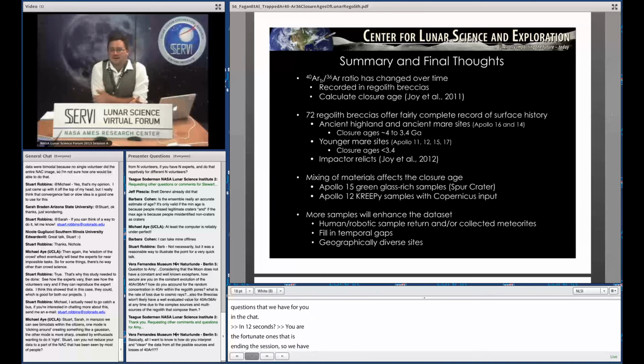You're lucky that way. First question is, considering that the moon does not have a constant and well-known exosphere, how secure are you on the constant evolution of the argon-40 to argon-36?